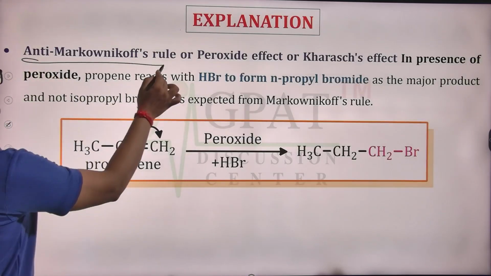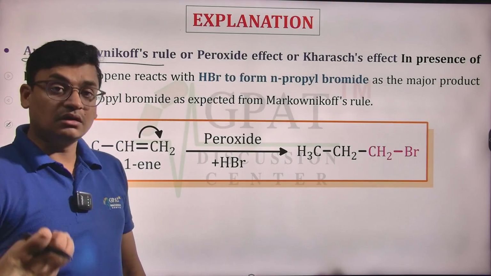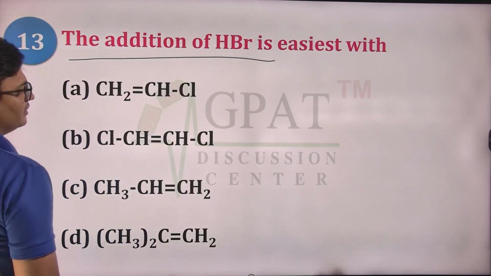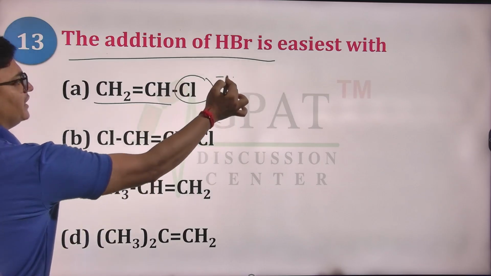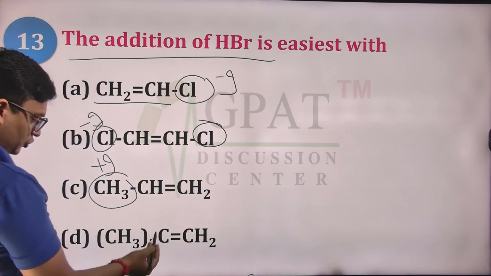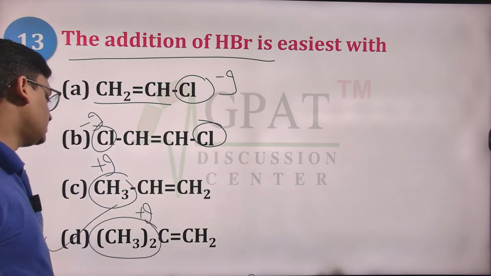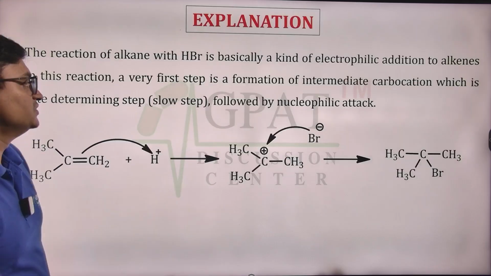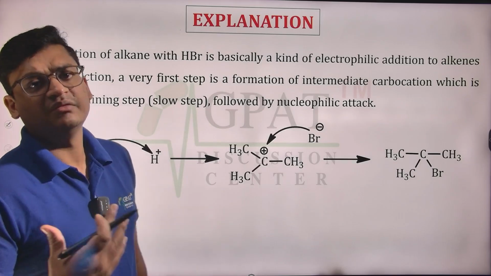That is an anti-Markovnikov addition reaction or peroxide effect, sometimes also named the Kharasch effect. The addition of HBr is easiest with which alkene? CH2CHCl has a minus I group, so no. We have two minus I groups in another, one plus I group in another, and here two plus I groups. The better the plus I groups, the more stable the addition. So D is the right answer, due to 2 alkyl groups directly attached to the double bonded carbons, making a more stable carbocation intermediate, and a more stable carbocation means a faster rate of reaction.